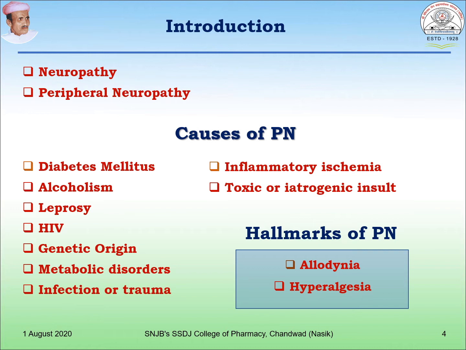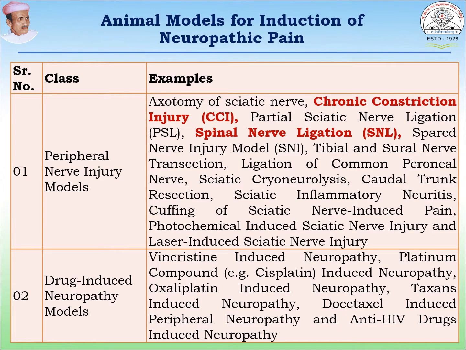What is allodynia? When pain is caused by a stimulus that does not normally elicit pain, or a non-noxious stimulus produces pain, it is called allodynia. For example, hair touch or cold or warm water or touch with air can elicit a pain response. Whereas hyperalgesia is when one experiences an enhanced sensitivity to pain.